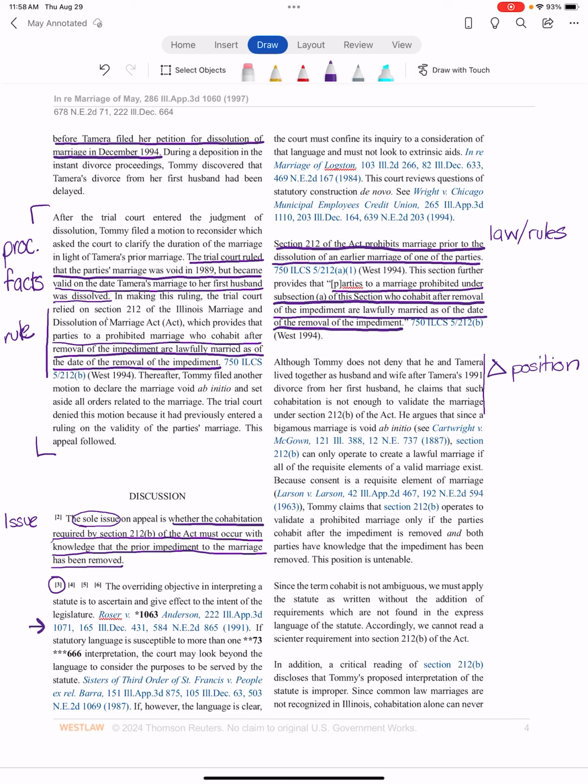Here's a rule hiding here. Bigamous marriage is void ab initio. More rules. There's more of the defendant's position down here, or respondent's position, I should say.